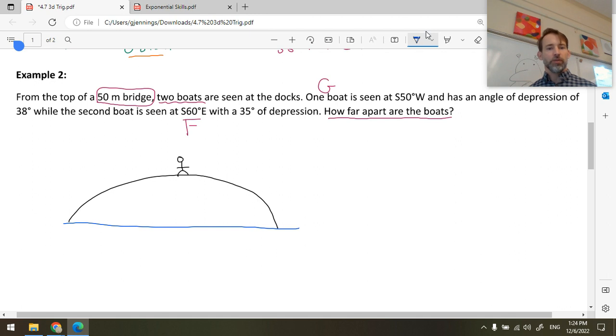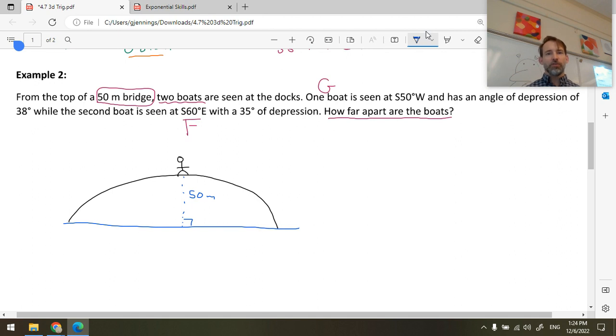This is a horizontal surface out here, okay? And the height here, if I go down, it's useful to remember that that makes a 90-degree angle. That's 50 meters. We're 50 meters high. And then there are two boats.